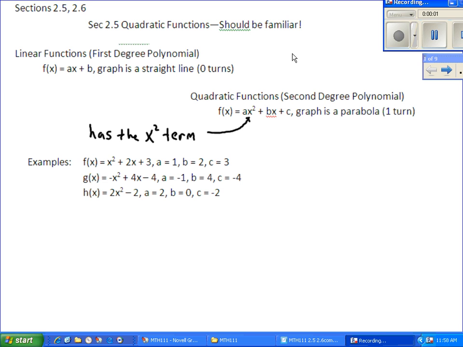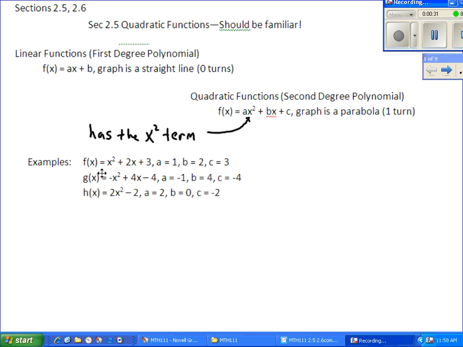Okay, quadratic functions are something I think you're going to be familiar with. Just a reminder, a linear function, which we also call a first-degree polynomial, is something in the form f of x equals ax plus b, and its graph is a straight line. Whereas a quadratic function is a second-degree polynomial, and it has the x squared term. So f of x is ax squared plus bx plus c, and the graph is what we call a parabola. It has one turn to it. I'll come back to that later about the one-turn business.